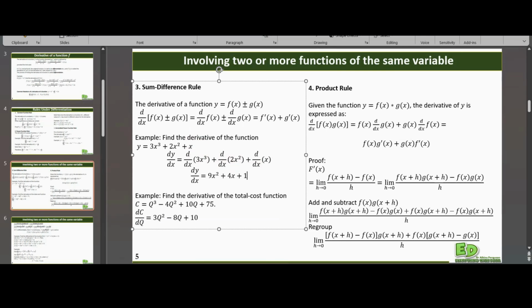The differential of x is 1, right? So it means that the differential of the function y equals 3x cubed plus 2x squared plus x is equal to 9x squared plus 4x plus 1. That is the differential of the function.